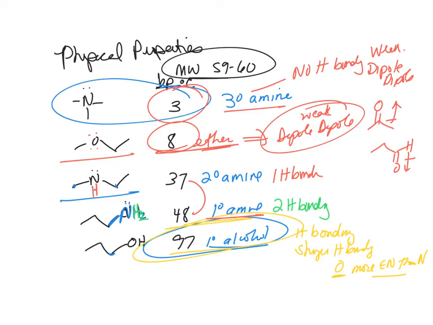Okay, other things. If your nitrogen, your amine, has less than 6 carbons, it's going to be water soluble.